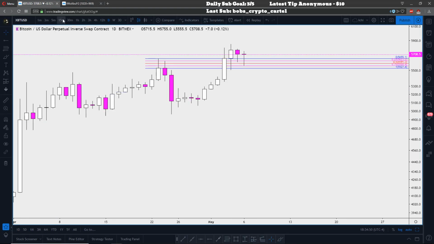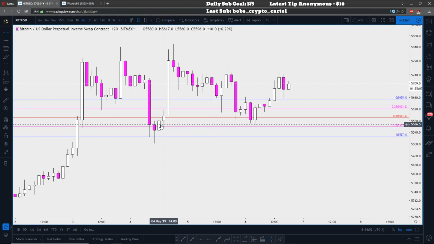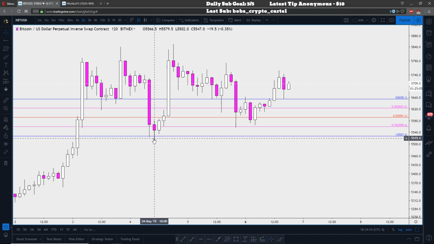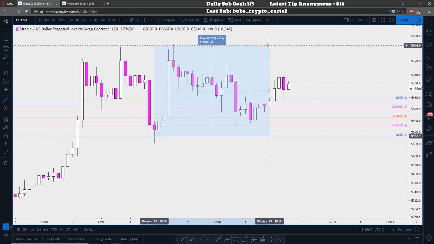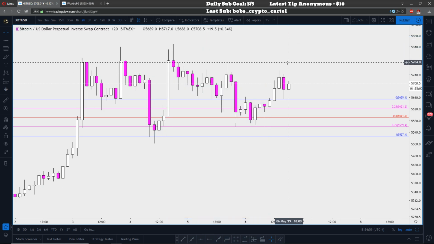What time frame is that? The 2-hour? This is this low here. You come down and you test the bottom of that pivot, and then you went up 6% from the low of that pivot.